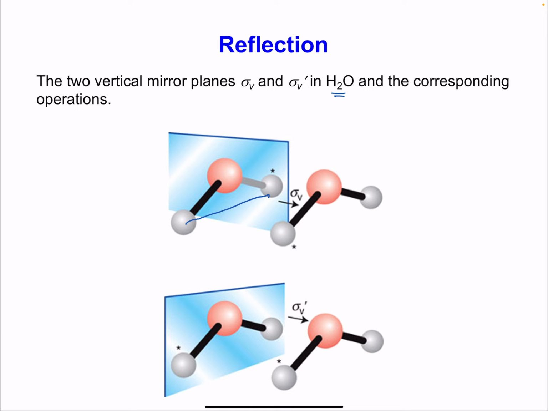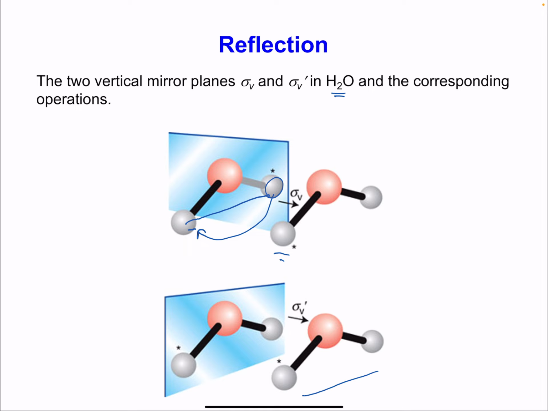One is a plane that contains oxygen and is perpendicular to the HH vector here. Then if you use this mirror, this hydrogen will go to this position, and this hydrogen will come to this position. Then you still have the same molecule.